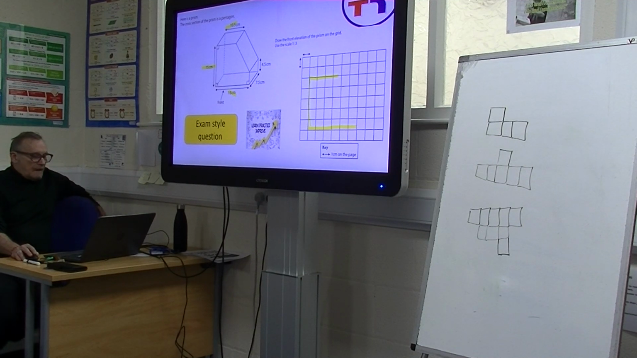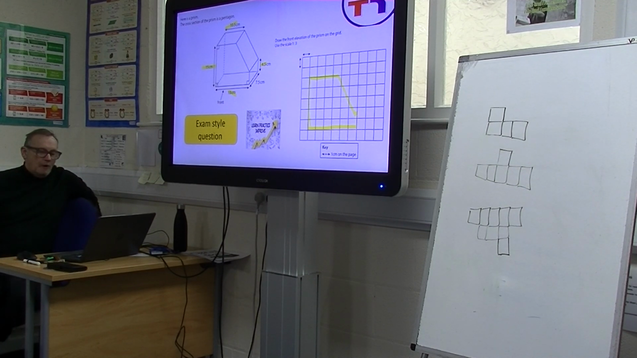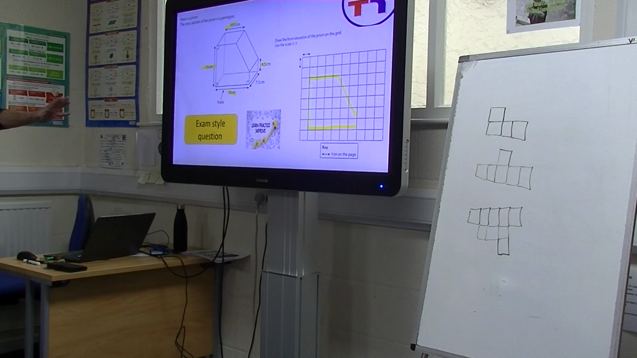We've only got 2 numbers left. Which one do we need? Do we need 4.5? Yes, we need the 4.5, because that's a 7.5. When you look at something from the front, you don't know how deep it is. 4.5 divided by 3 is 1.5. 1.5. All you do now, just draw the line, and that's it.